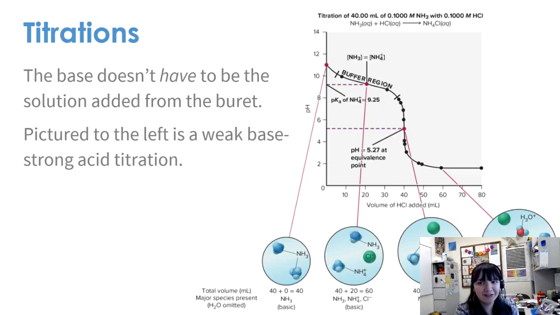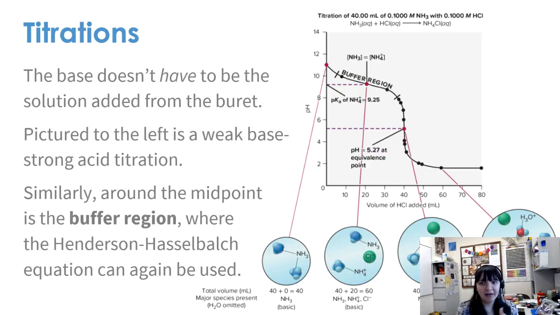For one, we have the equivalence point, again, where we have equal amounts of acid being added to base. Then halfway to that is the midpoint. Again, that area around the midpoint, where we have similar amounts of our weak base and conjugate acid, is referred to as the buffer region. This is the area in which we can use the Henderson-Hasselbalch equation.